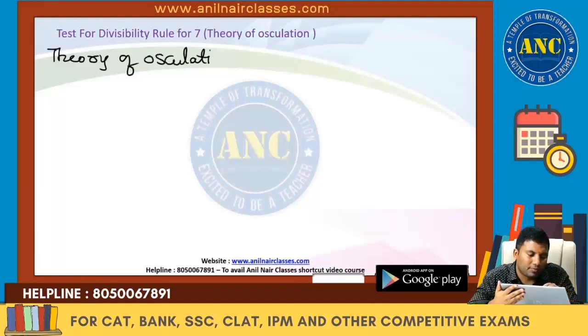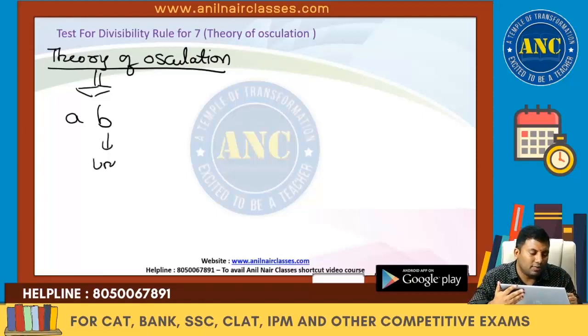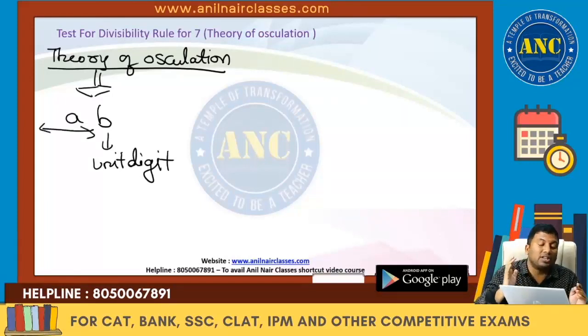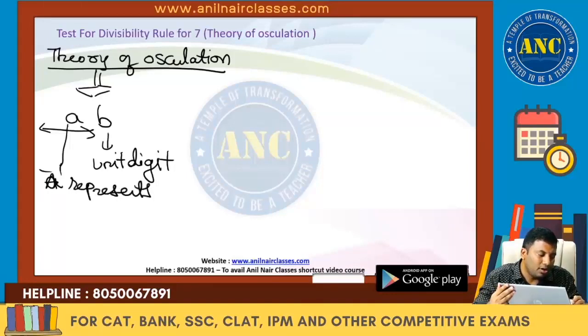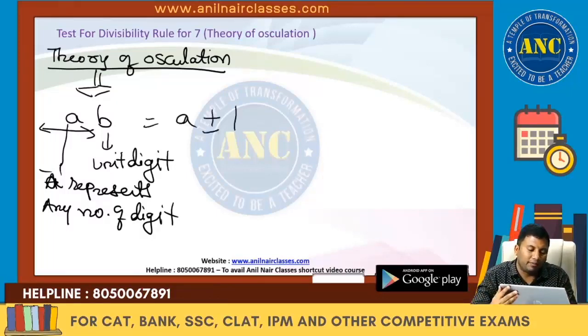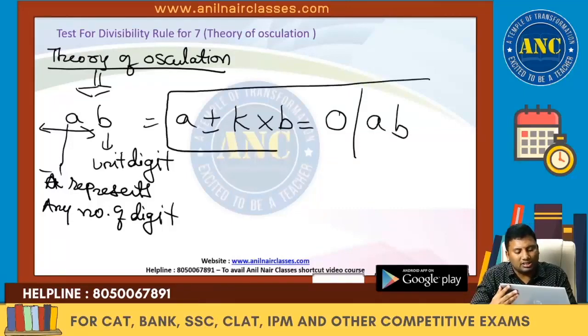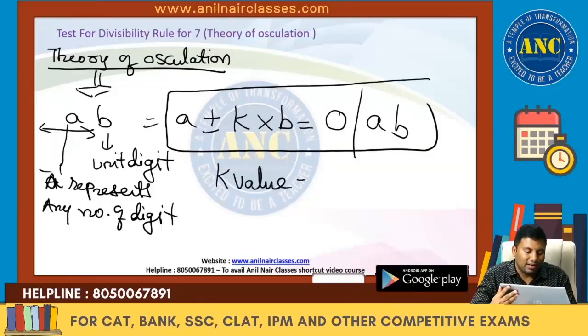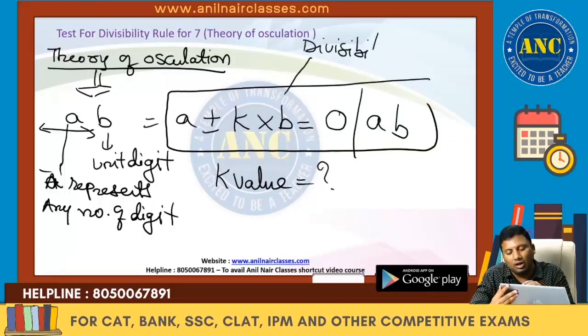Theory of osculation states: B is the unit digit, and A represents any number of digits. It could be 1 digit if it is a 2-digit number, or 3 digits, anything. If you can find the value of K satisfying this equation, then you can find the divisibility rule for any prime number.